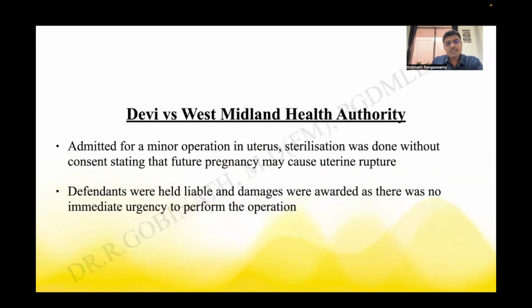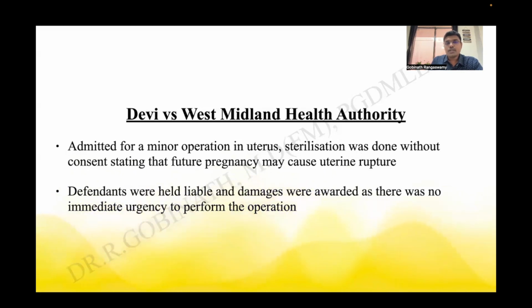So in the case of Devi versus West Midland Health Authority, the patient was admitted for a minor operation on the uterus. Sterilization was done without her consent, stating that future pregnancy may cause uterine rupture. Here also the doctors were held liable and damages were awarded as there was no immediate urgency to perform the operation. Okay, so even though the doctor thought two surgeries can be done at a time, because it would be beneficial to the patient, but there was no emergency to perform that operation.